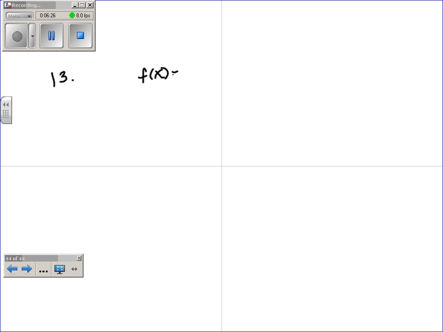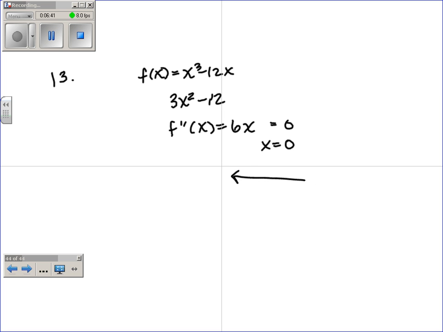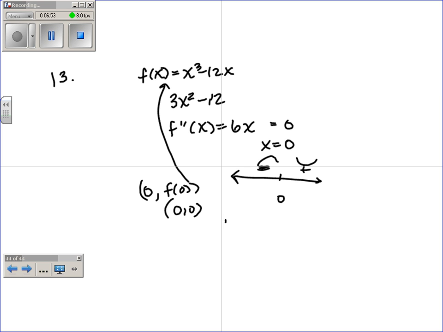Points of inflection, take the derivative twice. So we have 3x squared minus 12. Take it again and get 6x. Set equal to 0, you get x equals 0. So make sure it's indeed a point of inflection. And it is, the signs change. So you plug in 0 into the original function. So we get 0, 0, which is B.